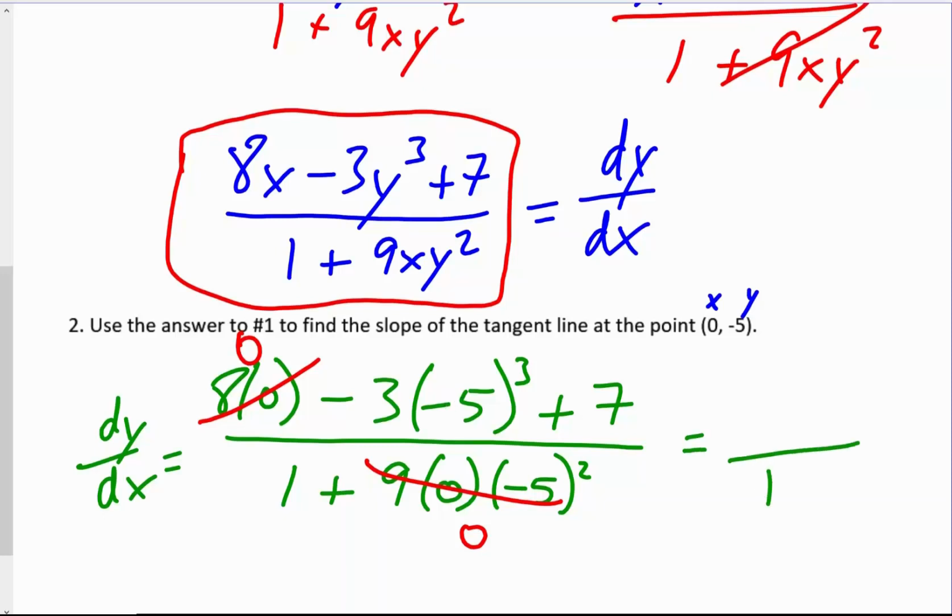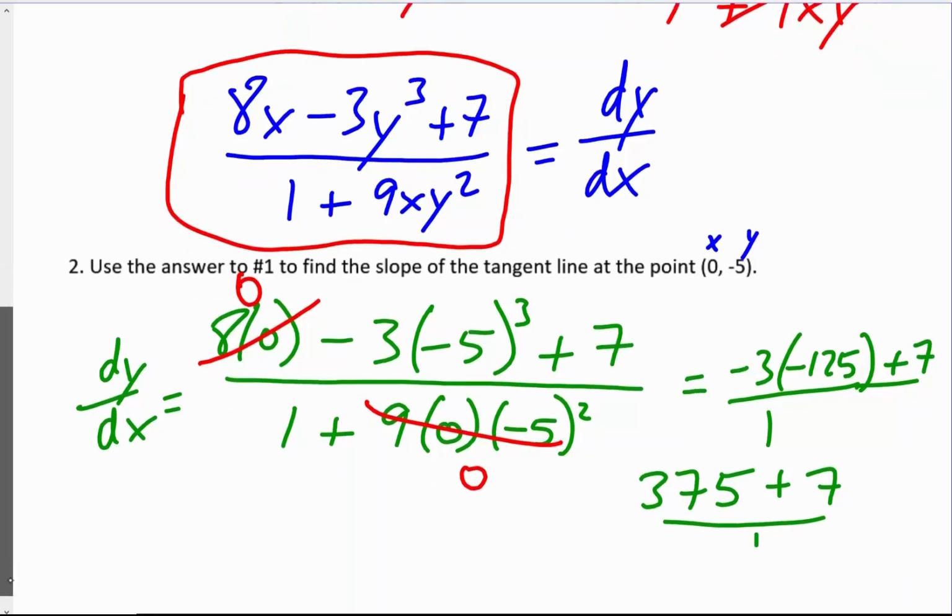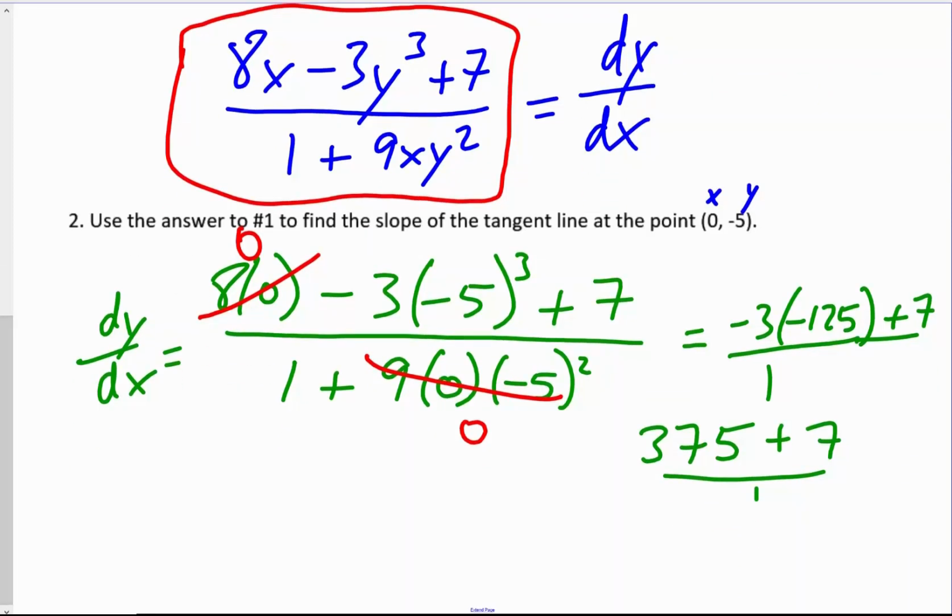Numerator, -5 cubed. Well, that would be -125. So we have -3 times -125 plus 7. Okay, well, -3 times -125 would be a positive 375 plus 7 over 1. 375 plus 7 will be 382. And 382 over 1 is just 382. So that would be the final answer for number 2.